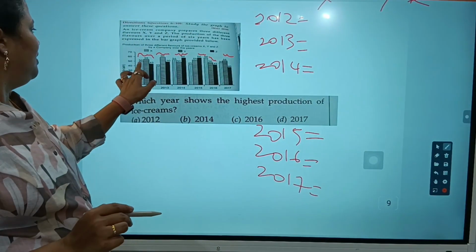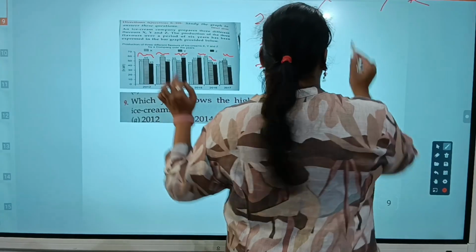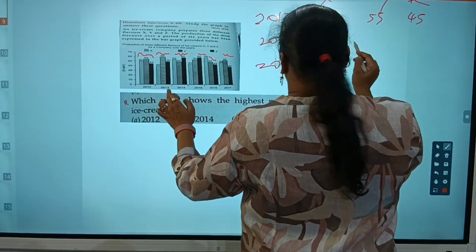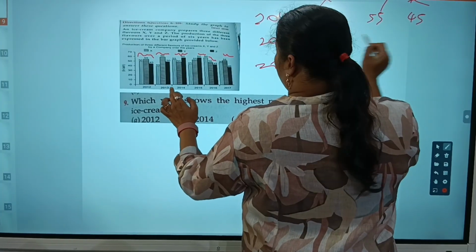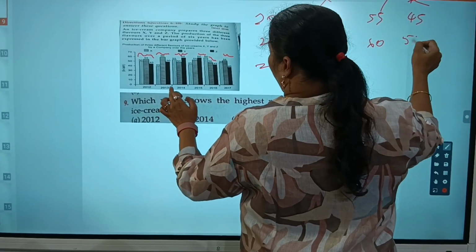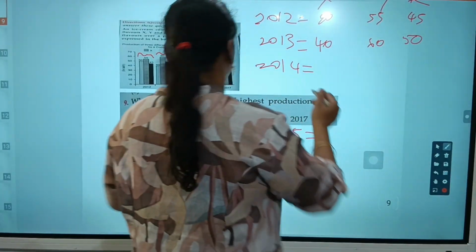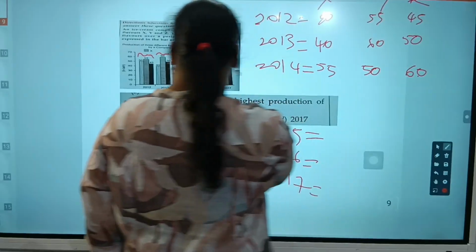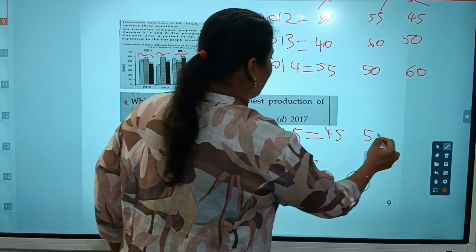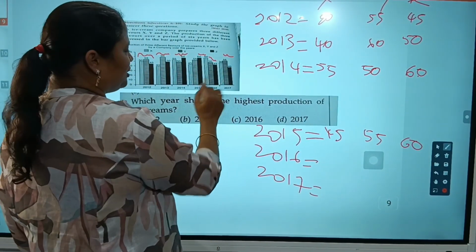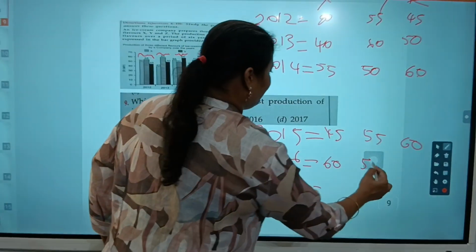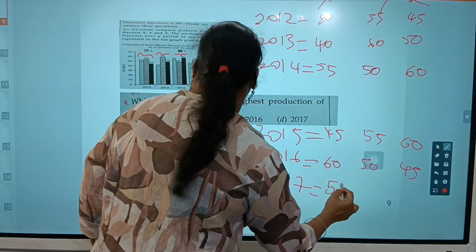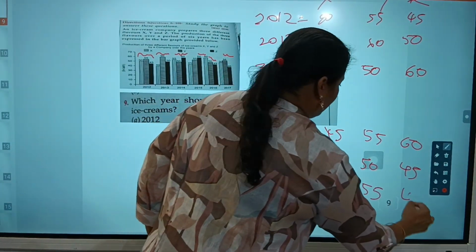So for 2012, X value is 50, Y value is 55, Z value 40. For 2013, X value is 40, Y value 60, Z value 50. For 2014, X value is 55, 50, 60. And again here 45 plus 55, 60. And for 2016, the values are 60 plus 50 plus 45. For 2017, the values are 50, 55 and 40.